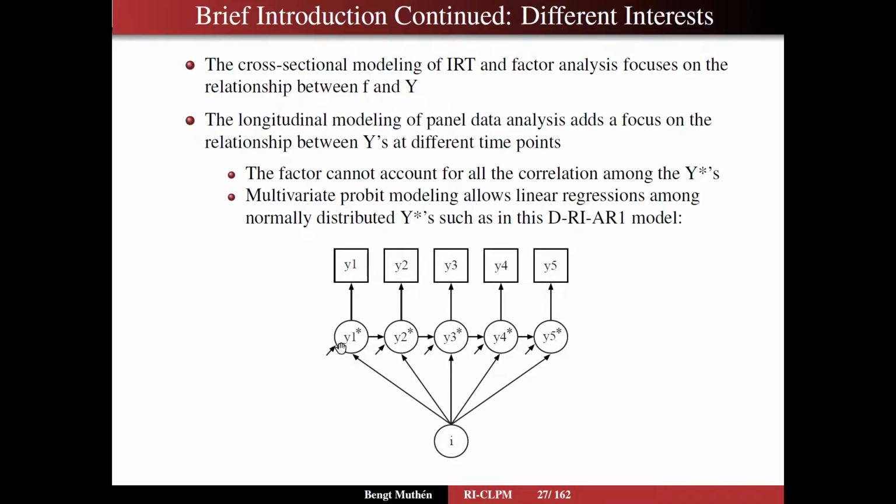And what we've drawn here is actually the DRI-AR1 model. That is, you have a random intercept, but the dynamic phenomenon is between the variables, not between the observed variables, mind you, but between the continuous latent response variables. But the important distinction is that the random intercept influences the variables for which there is a dynamic relationship. So this is not an RI-AR1 model, but a DRI-AR1 model.